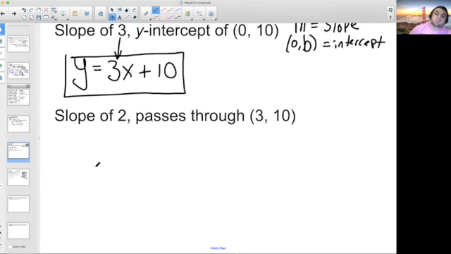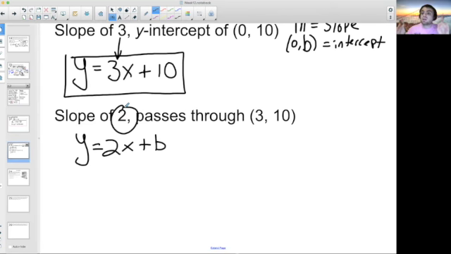All right, now this one's a little bit more tricky. I tell you the slope, but I don't tell you the intercept. Here's what we know so far. We know that y equals 2x plus b. We know the slope is 2; we were told that. We don't know what b is, but here's what we do. We know that it passes through the point (3, 10), where 3 is the x and 10 is the y.